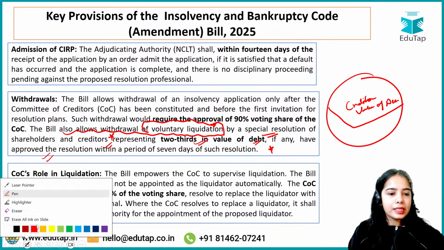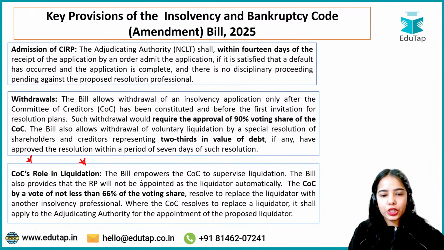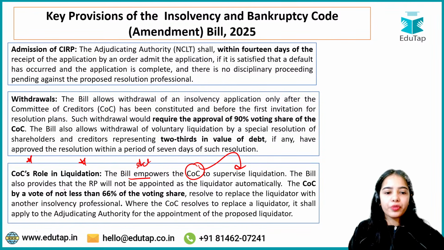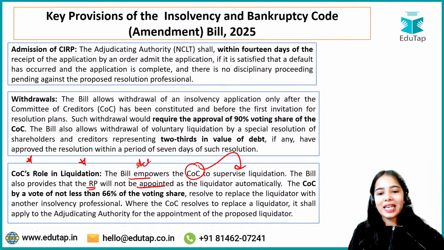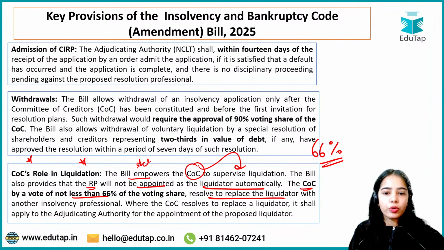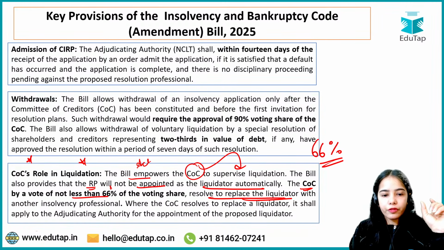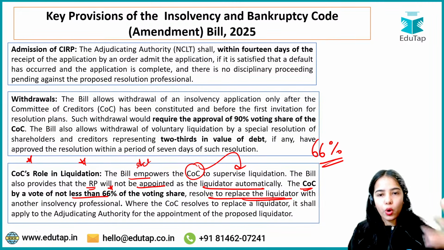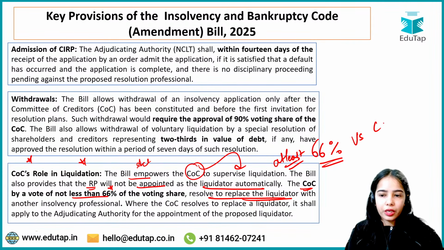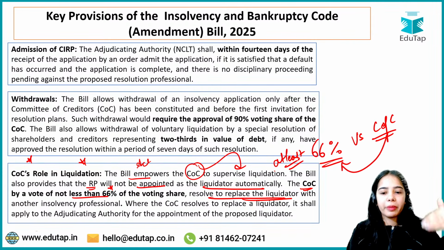That is the idea. Next is the committee of creditors' role in liquidation. The act empowers the committee of creditors to supervise the liquidation. The bill also provides that the resolution professional will not be appointed as the liquidator automatically. The committee of creditors, by a vote of not less than 66% of the voting share, can resolve to replace the liquidator. So if the committee of creditors wants to replace the liquidator, they can do so with a voting share of not less than 66%. So at least 66% of the voting share of the committee of creditors should agree for the replacement of the liquidator.